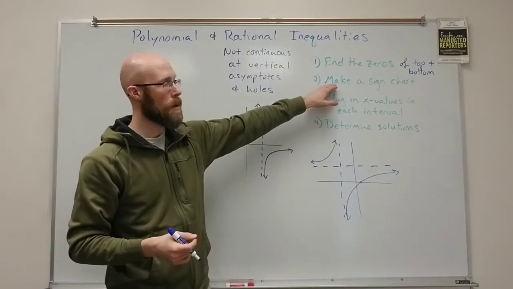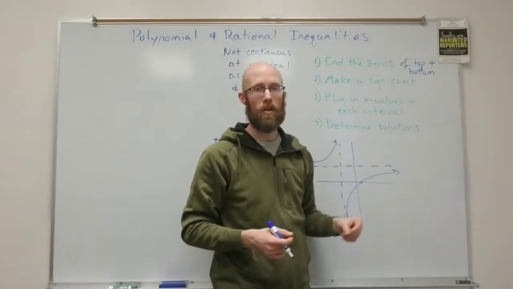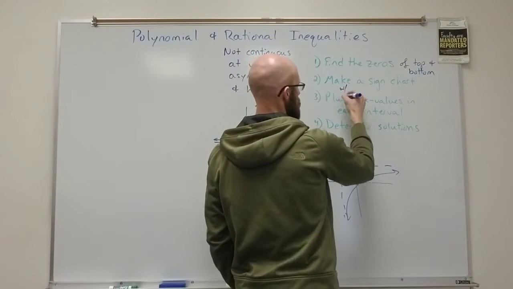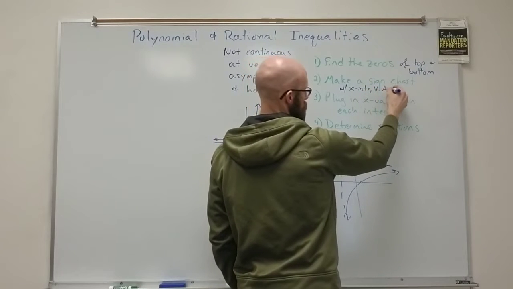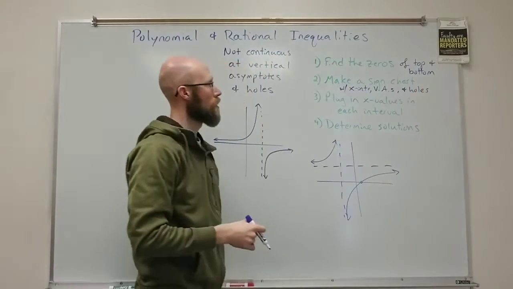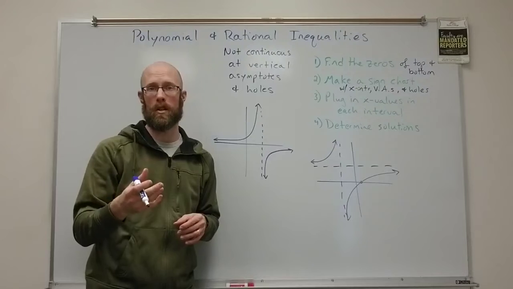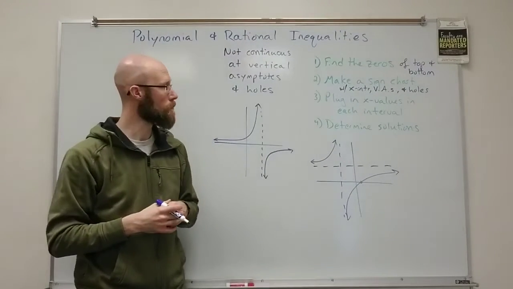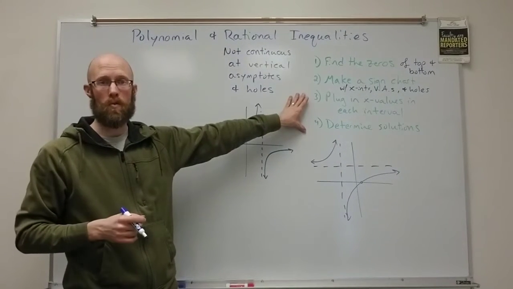All right. Then I make a sign chart, and that sign chart must include all of those different things. So the sign chart must have x-intercepts, vertical asymptotes, and holes. Okay? So all three of those have to be included. Now again, we're rarely going to see the holes. Mostly it's going to be x-intercepts and vertical asymptotes. The rest of this is going to be exactly the same as it was for polynomials.